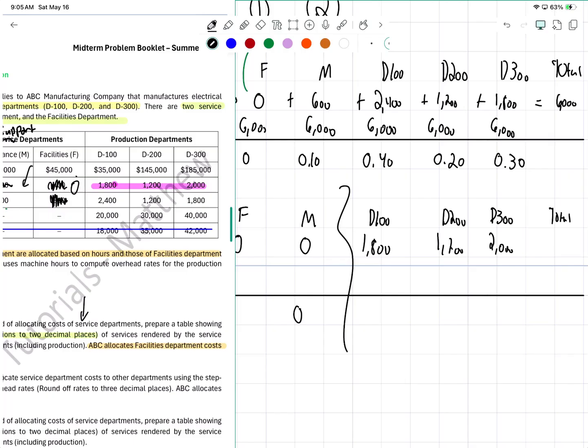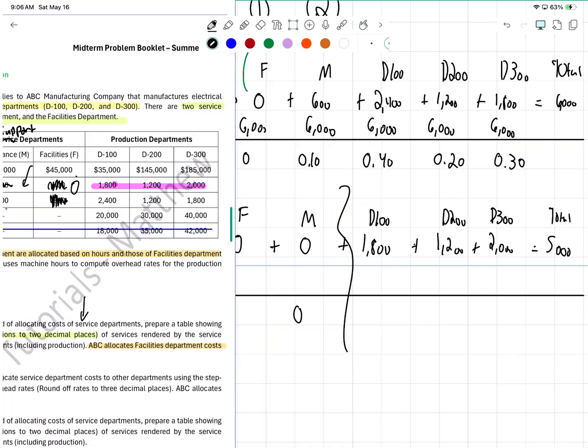Now we add it all up because, like I said, guys, the last support department is basically like the direct method, right? They only help the operating departments. So we add up 1,800 plus 1,200. That should be 3,000, plus 2,000, 5,000. That's what my answer says.